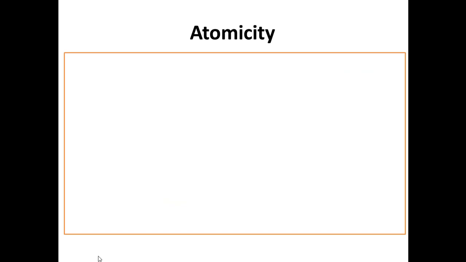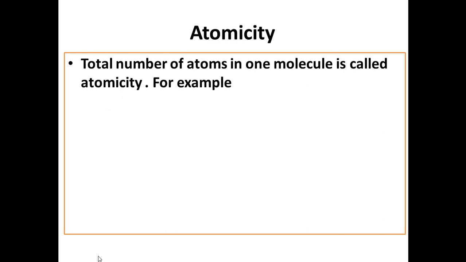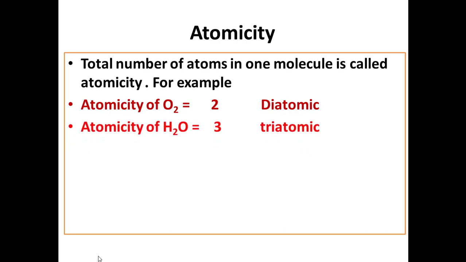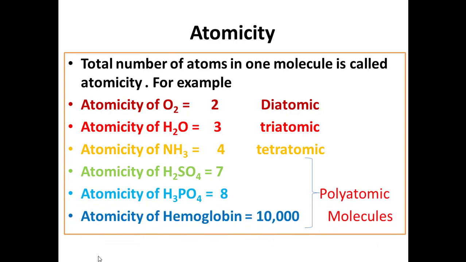The next concept about atoms is atomicity. What is atomicity? The total number of atoms in one molecule is called atomicity. For example, the atomicity of O2 is 2, so it can be called a diatomic molecule. In case of water, atomicity is 3, so it is a triatomic molecule. The atomicity of ammonia is 4, so it is a tetraatomic molecule. The atomicity of sulfuric acid is 7, while the atomicity of phosphoric acid is 8. The atomicity of hemoglobin is 10,000, and these all are polyatomic molecules.